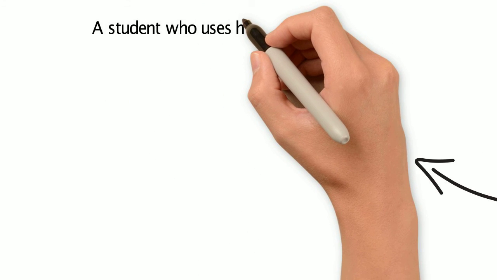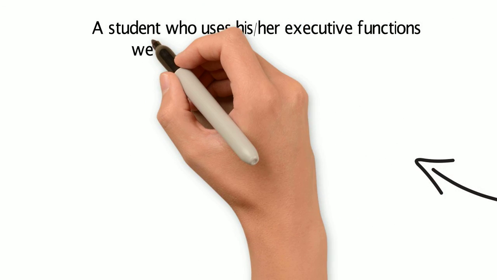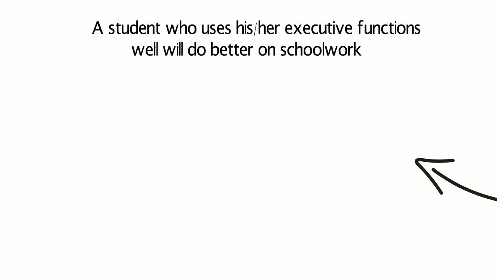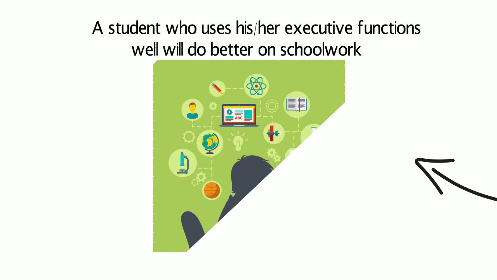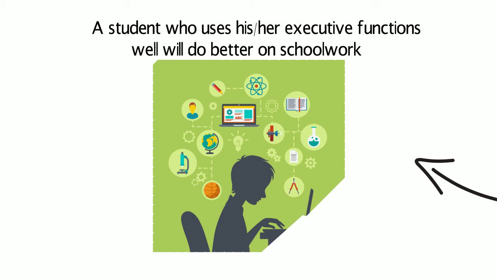A student who uses his or her executive functions well will do better on schoolwork. However, if the level of complexity increases, he or she may need help again to find more effective strategies. By differentiating instruction and presenting a wide variety of strategies, educators can support their students' success not only at school but throughout the rest of their lives.